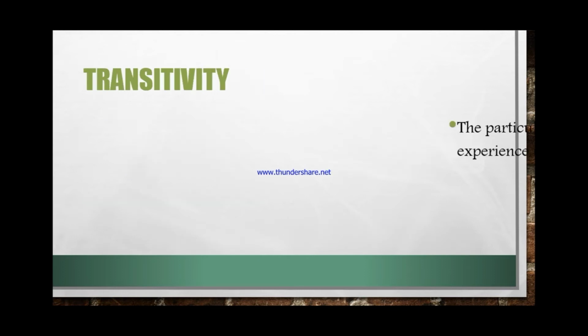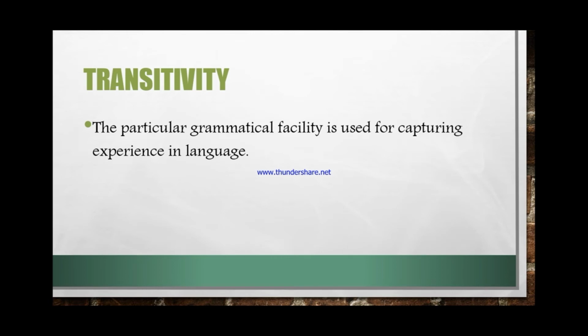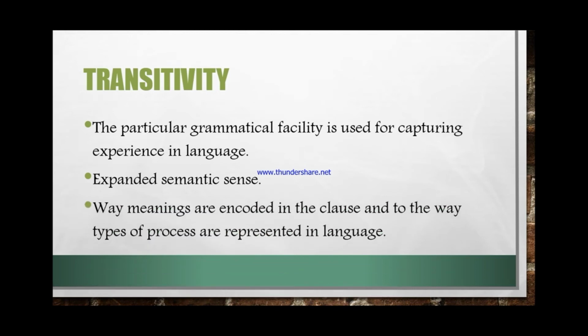Transitivity. This is a system in which a particular grammatical facility is used for capturing experience in language. It expands the semantic sense used in traditional grammar, where it simply serves to identify verbs which take a direct object. It refers to the way meanings are encoded in the clause, into the way types of process are represented in language.